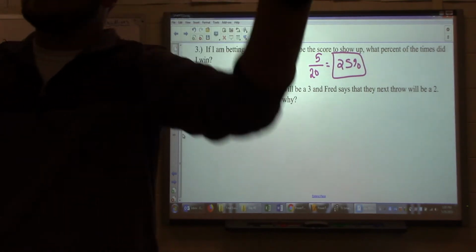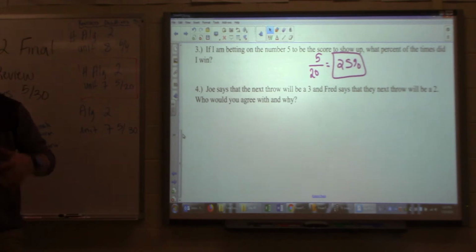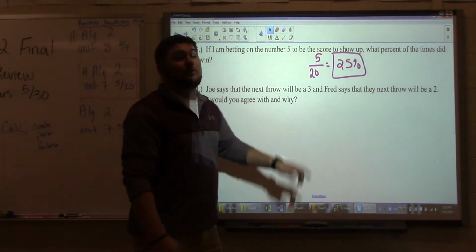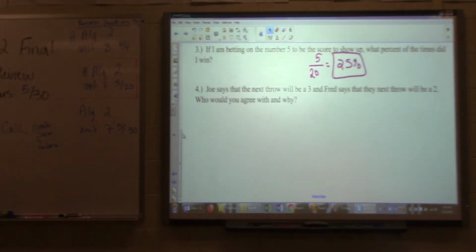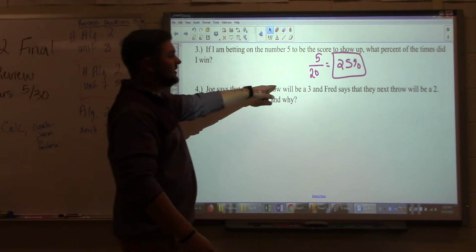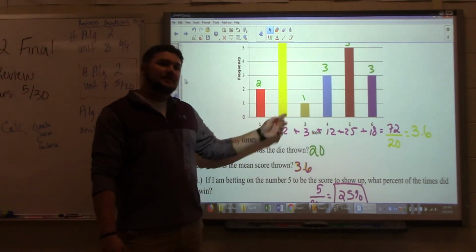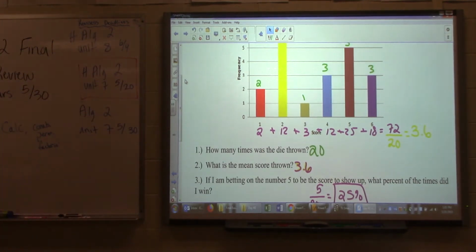But how do we know that? Exactly. Every time we roll a die, there's a 1/6 chance of it rolling, right? So you can agree with whoever you'd like, but the chances are the exact same for everybody. Just because it happened more often, like 2 happened 6 times and 3 happened once, doesn't mean it's more likely to happen the next time. It's still an even chance. It's still a 1/6 chance.